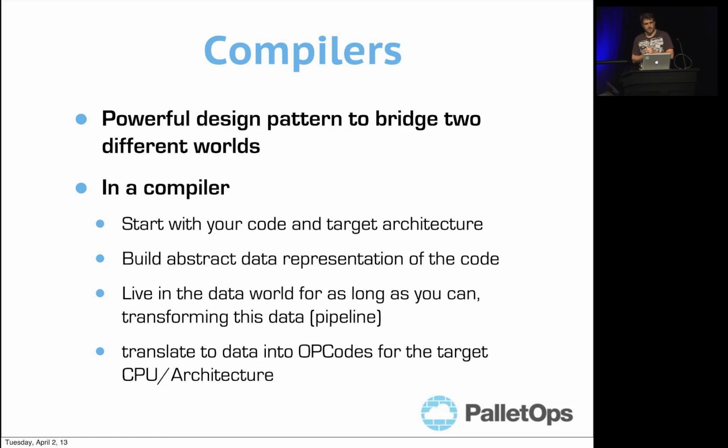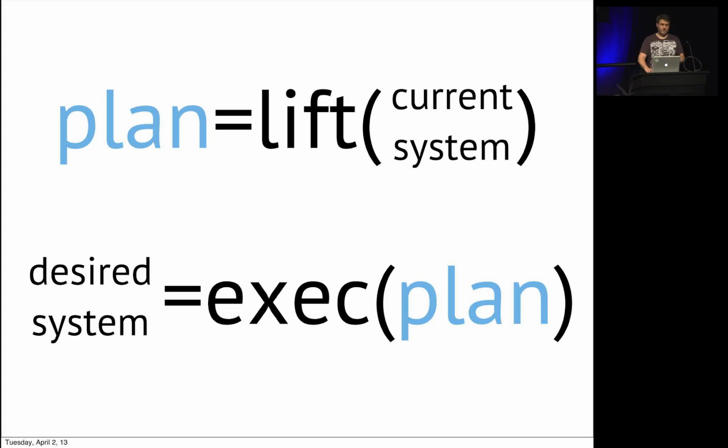So Palette is built like a compiler in a way, not intentionally, but that's how it happened. You start with a description of your target architecture, which is kind of like your code. And then we build an abstract representation of what you meant. And then we massage that abstract representation, but it's all data all the way until the very end, in which we actually turn that data into shell scripts and execute them, right? So Palette works in these two ways.